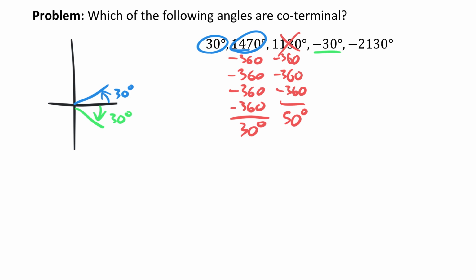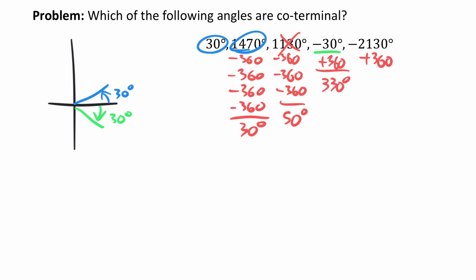And if you wanted to think about it in terms of positive angles, we would probably have to add 360 to make this more recognizable. So negative 30 plus 360 will be positive 330 degrees. So technically, negative 30 and 330 would be coterminal. But 330 is definitely not the same as 30. These are not coterminal. Now again, we have to use that same idea over here.